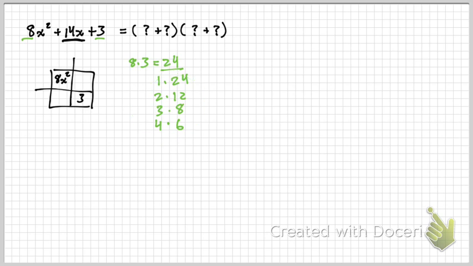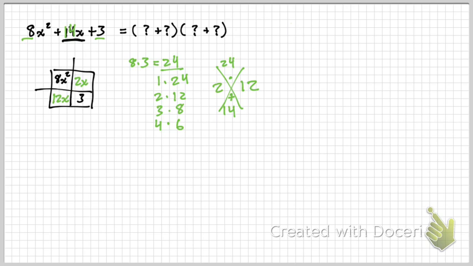Now here's the deal with these numbers. These 2 numbers have to multiply to give me 24, but then they have to add to give me that 14, because that's the number we're trying to split up. So which factors add to give me 14? 1 and 24, 2 and 12, 3 and 8, or 4 and 6? 2 and 12. That means instead of writing 14, I'm going to write 2x and 12x. That's what gives you 14.